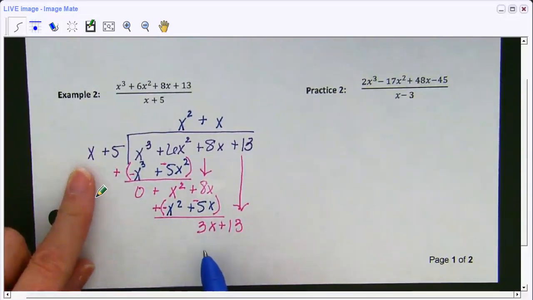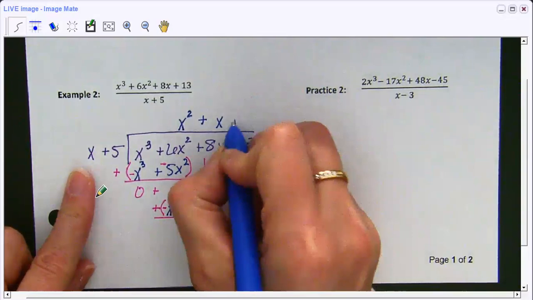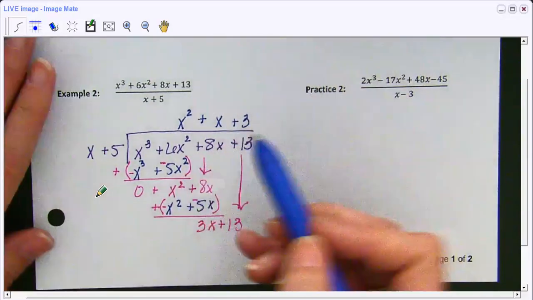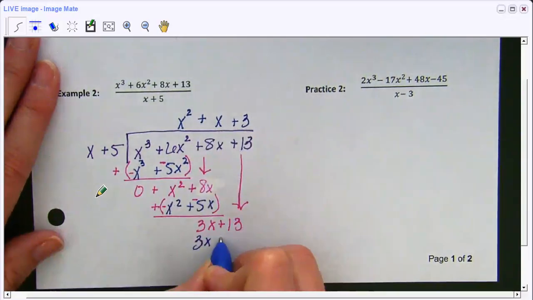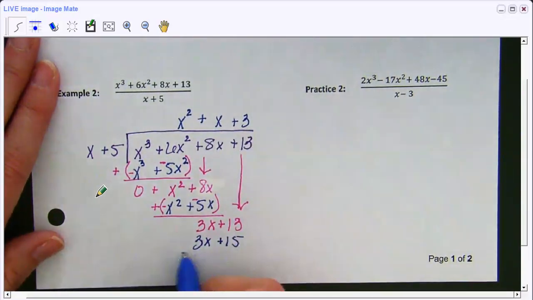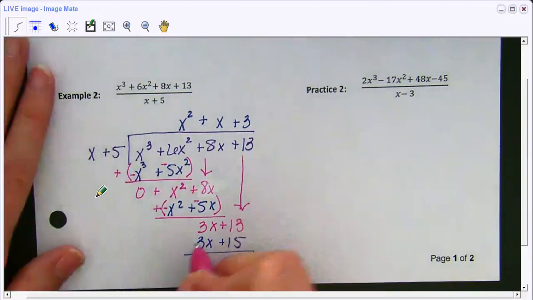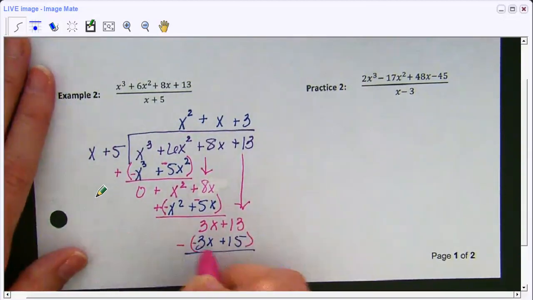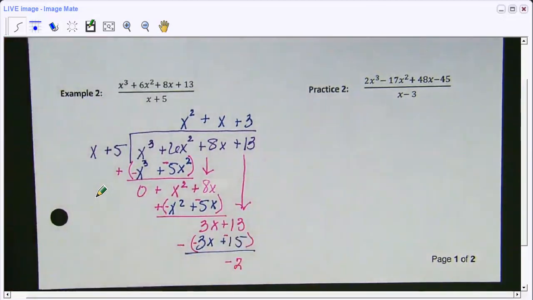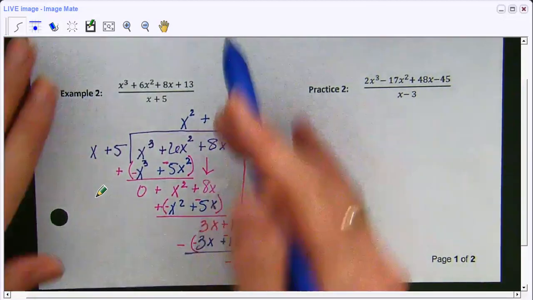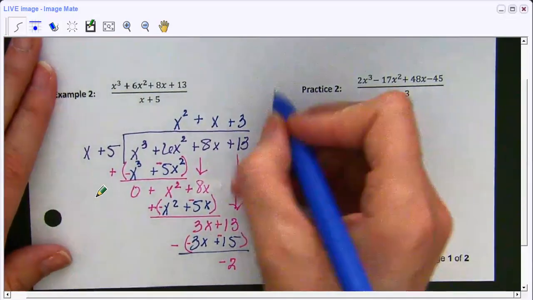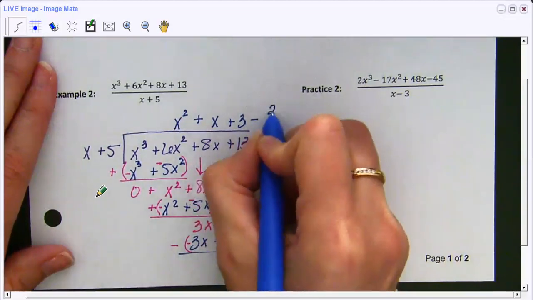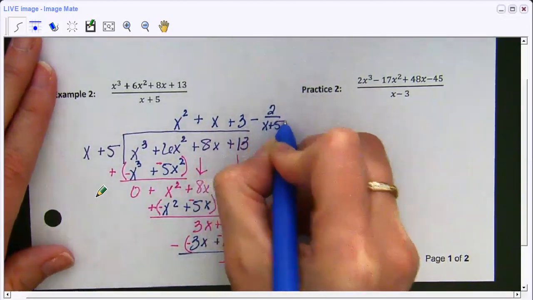3. 3 times x is 3x, and 3 times 5 is 15. And now we have to subtract it, and we end up with a -2. So the way that you would write this remainder is just like we did in example 1. This is a -2 though, so we're going to do minus 2 over x plus 5.